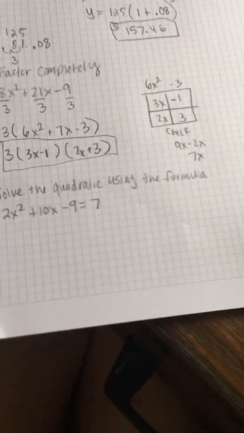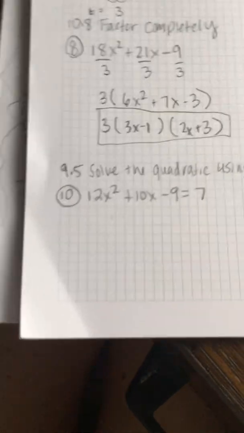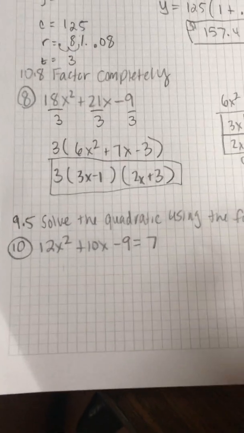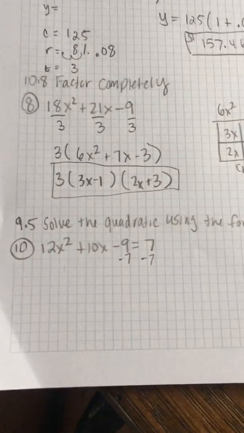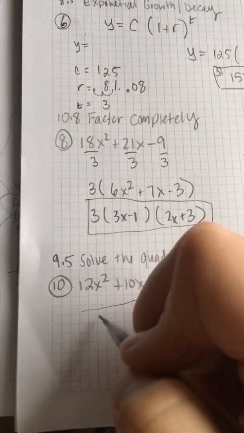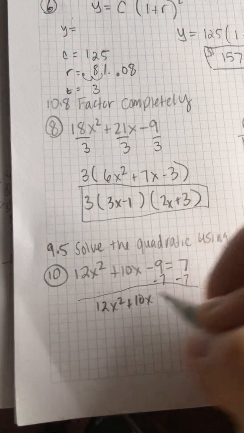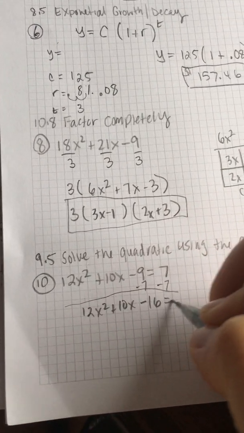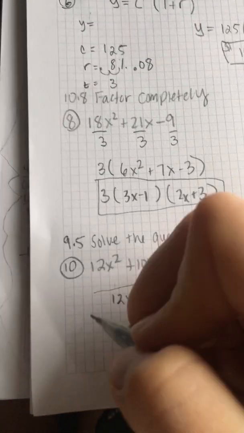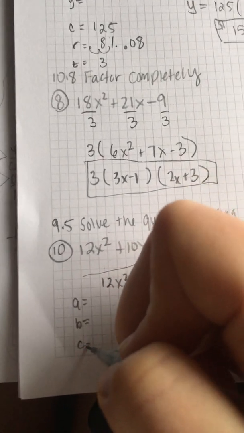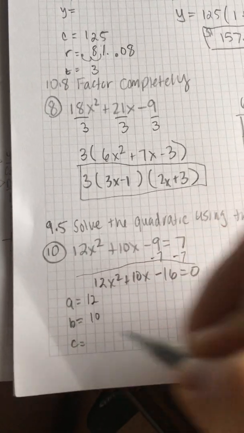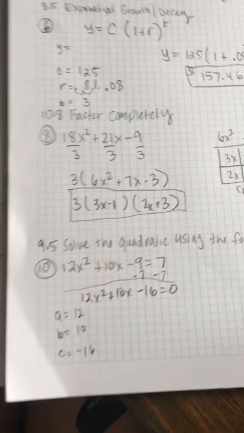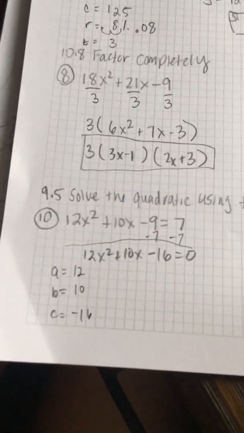And number 10, I'm going to go ahead and solve this quadratic using the quadratic formula. But remember, to use the quadratic formula to list out your A, B, and C, you have to make sure your equation is equal to 0. So I'm going to start by subtracting over the 7. I get 12x squared plus 10x minus 16 equals 0. Yes, there's a GCF here, but that's okay. I don't need to focus on GCF when using quadratic formula. So I'm just going to say my A is 12, my B is 10, and my C is negative 16. You could make the numbers smaller if you wanted, we would still get to the same answer.